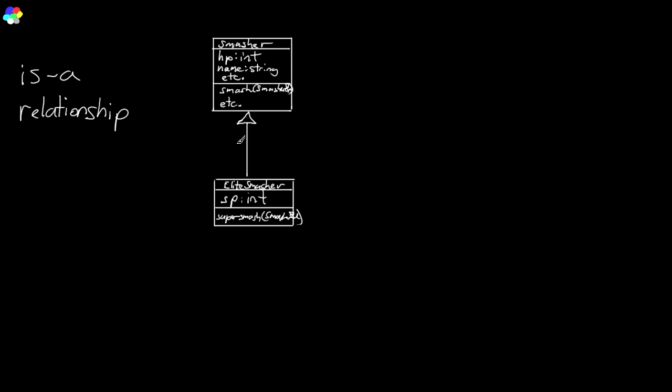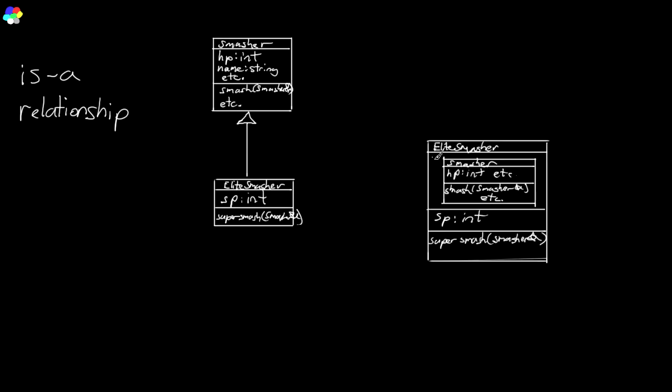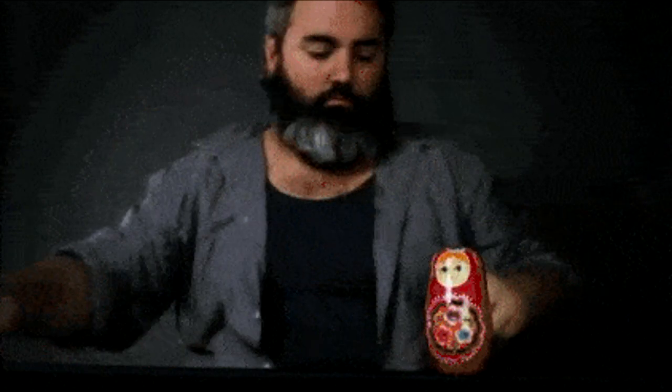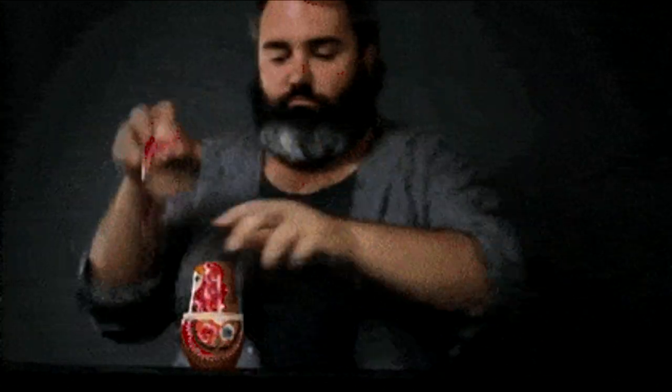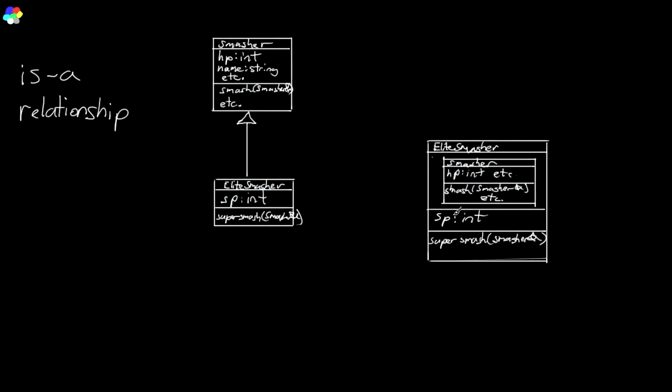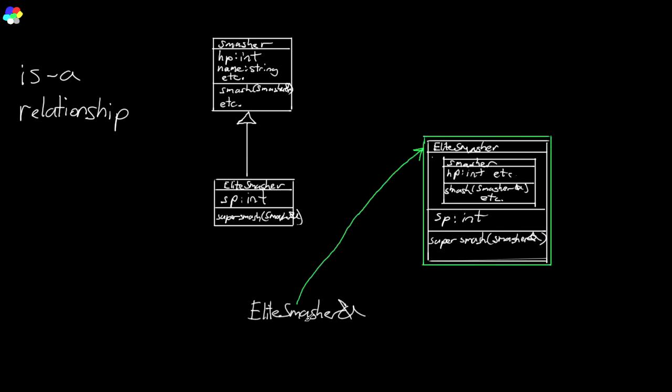It doesn't matter. Let's look at it a different way. So we can look at Elite Smasher as a kind of Matryoshka doll, right? It's got a smasher inside of it, and then it's got some extra things that it has added to that functionality. Now, if we access this with a reference to Elite Smasher, then we will have access to the entire functionality of the Elite Smasher class. But if we access it with a reference to just a smasher, then we're only going to have access to the part of this Elite Smasher that was inherited from the Smasher class.